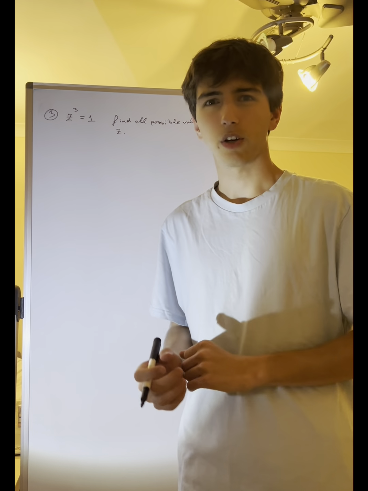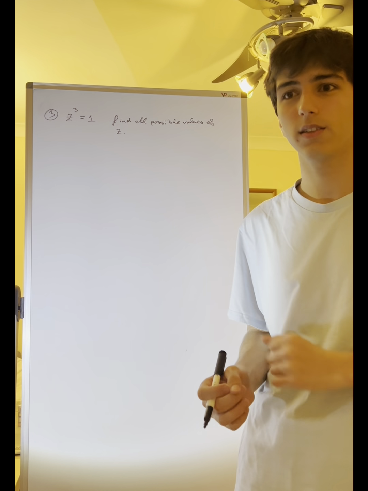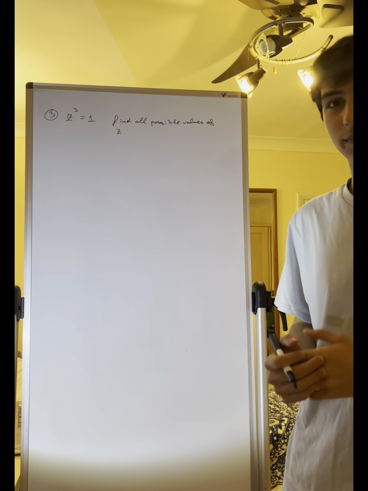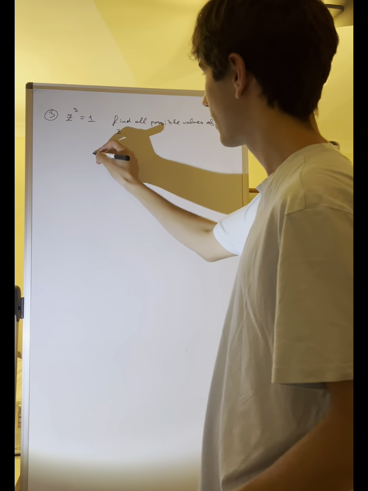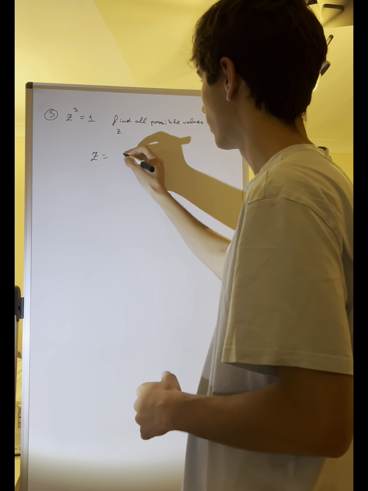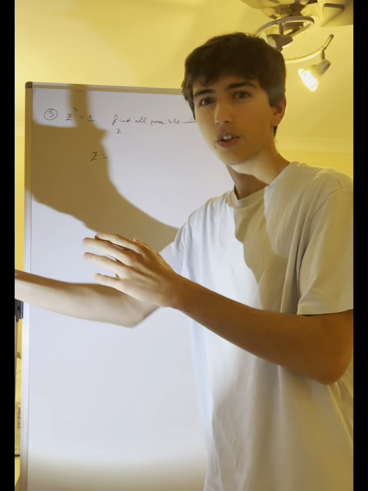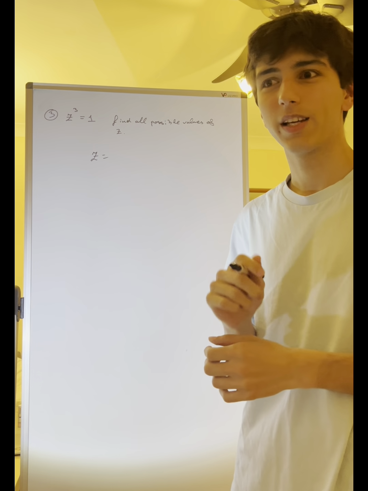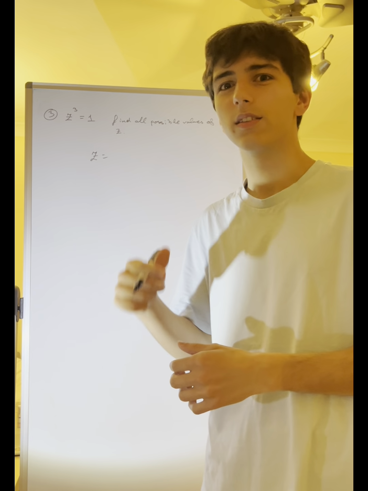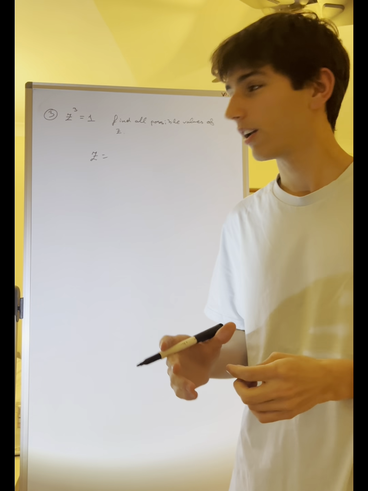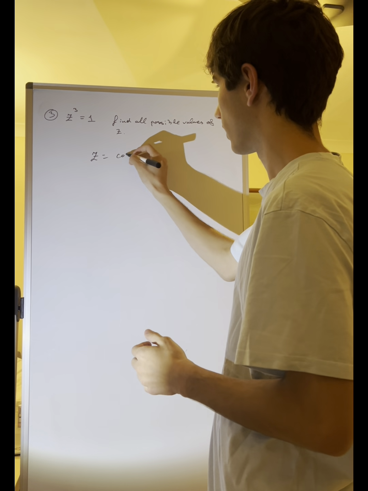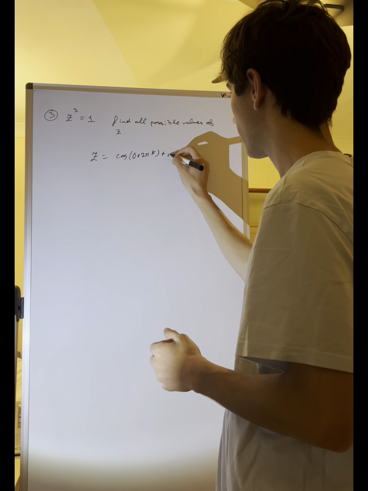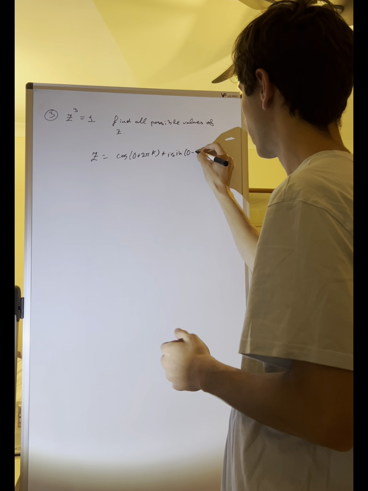So if you want to pause the video and have a go at this, I'll be moving on shortly. Okay, moving on, so we have z is equal to, well, 1 is on the real axis, so the angle formed is going to be 0. However, 0 is the same as 2 pi. It's the same as 4 pi in terms of angles. So we're going to say this is cosine of 0 plus 2 pi k plus i sine 0 plus 2 pi k.